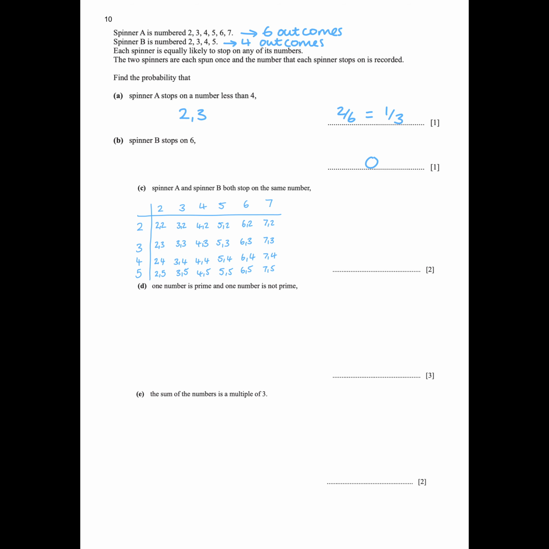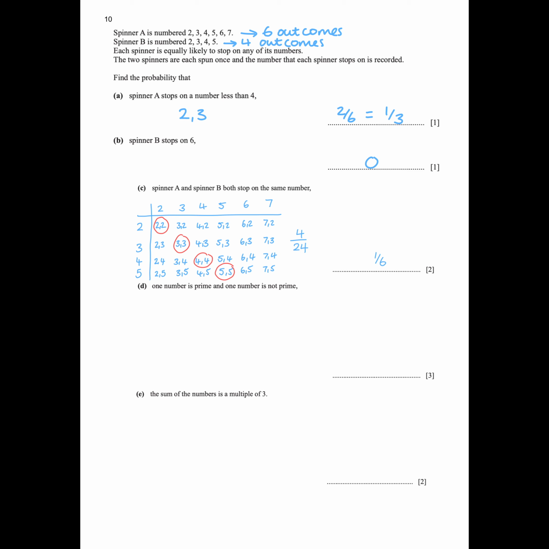So spinner A and B both stop on the same number. This happens here, here, here, and here. They're the only ones where they both stop on the same number. And therefore, the probability is 4, which is these 4 that I chose, out of all of these possible options, which is 6 times 4, so there are 24 options in total, and I should write that as 1/6, which is simplified.